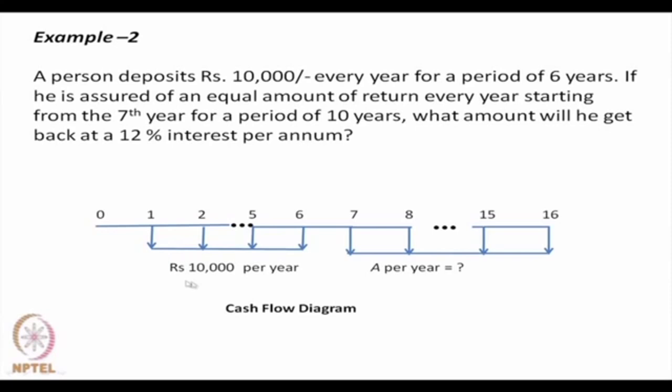If he makes a payment of 10,000 rupees per year, what is the value of A? That means how much he would get back in equal payments for 10 years starting from the 7th year through the 16th year. This is the question. So there are different ways of finding out the values. One way that I have followed here is to find out the present worth. This is the amount that I am now paying, and that is 10,000 rupees per year.